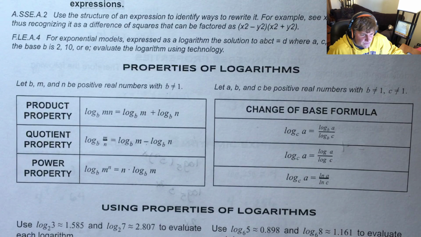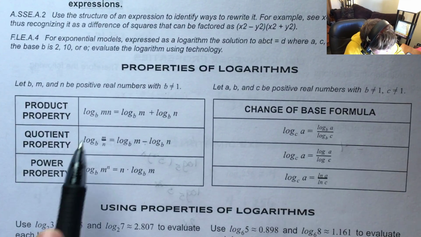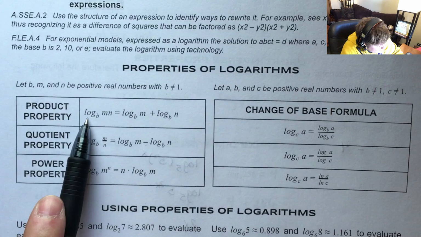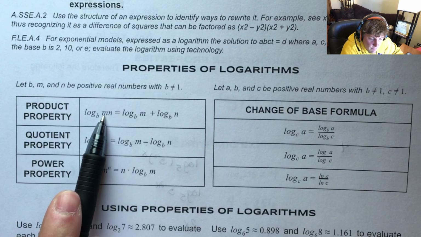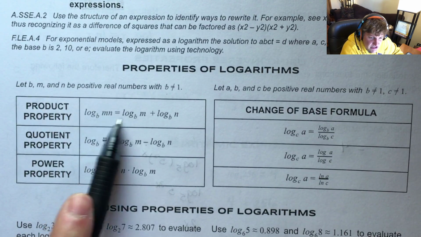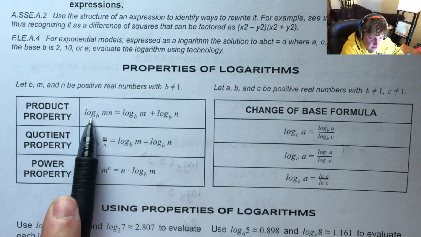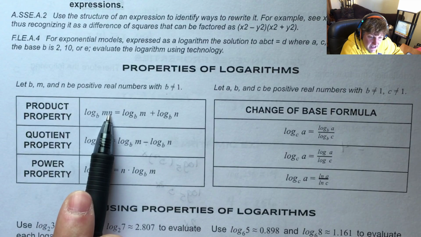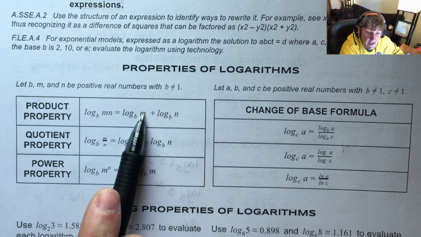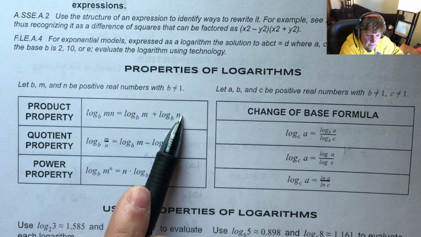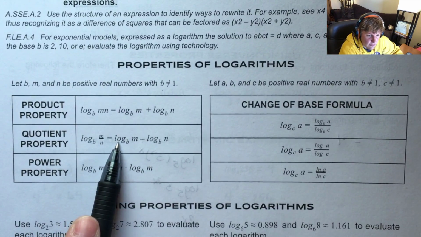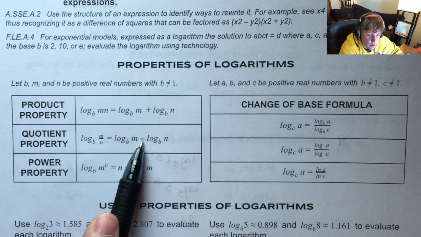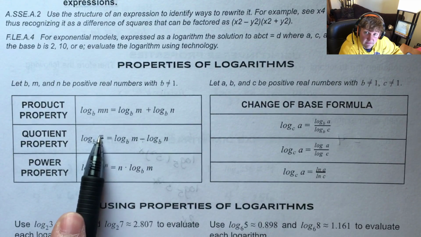Okay, so when I look at these logarithm properties here, the first is the product property. If I have a logarithm with a base, and I have two parts that are being multiplied together on the inside, you can actually separate those out with the same base. So log base b of m times n is the same as log base b of m plus log base b of n. Quotient property is very, very similar, but instead of addition, it's subtraction. So if I have log base b of m, and I take away log base b of n, that's going to be this as division here.